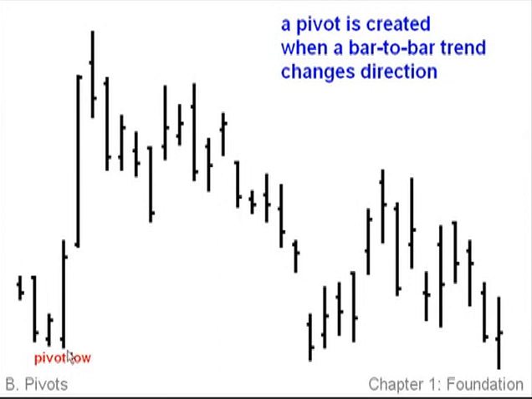We move up from this pivot low to this bar here. When it changes trend direction from up to down thanks to this bar showing a lower high and a lower low, this becomes our pivot high. And we drop down to this pivot low. Notice the inside bar in the middle of this move downwards.